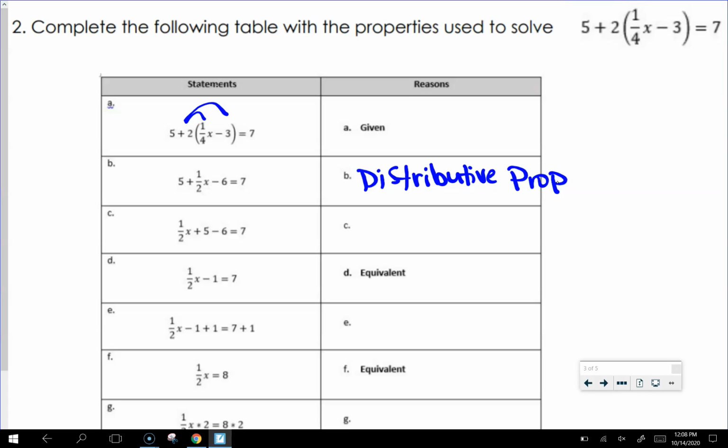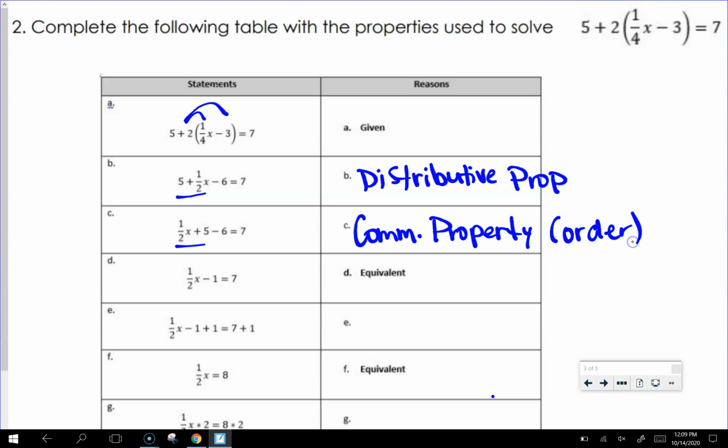How about the next one? So I had 5 plus 1/2 x minus 6 equals 7. Now it's 1/2 x plus 5 minus 6 equals 7. Commutative property. Good. Why do you say that? Yes, they moved the order around. 5 plus 1/2 x became 1/2 x plus 5. Good. They switched the order.